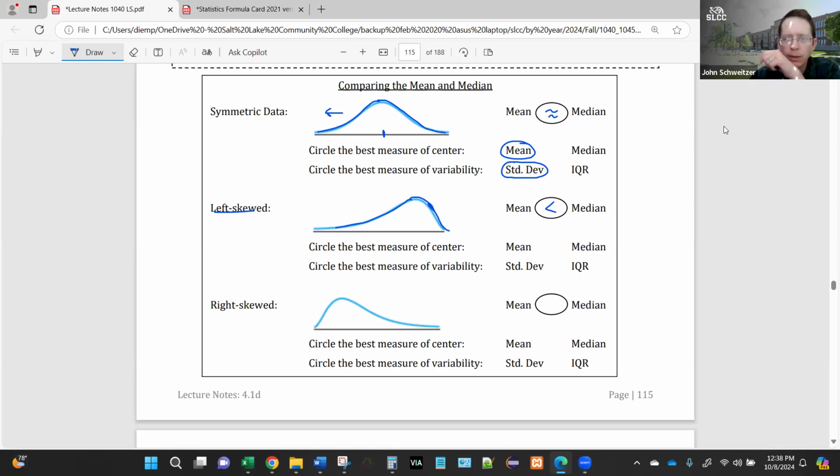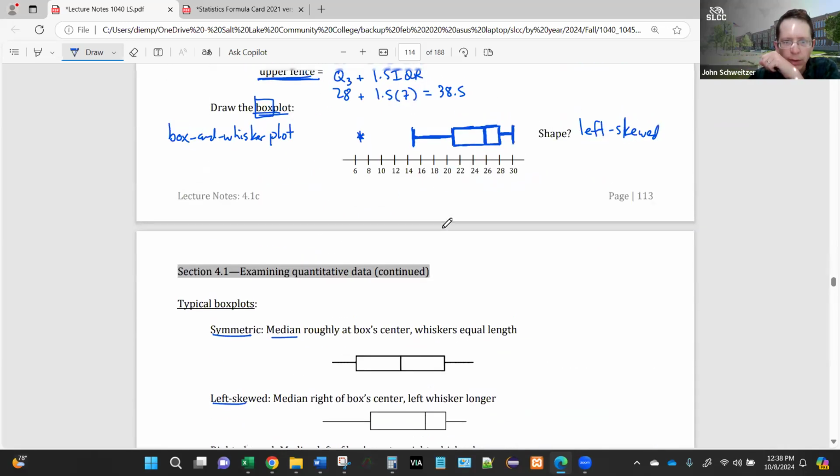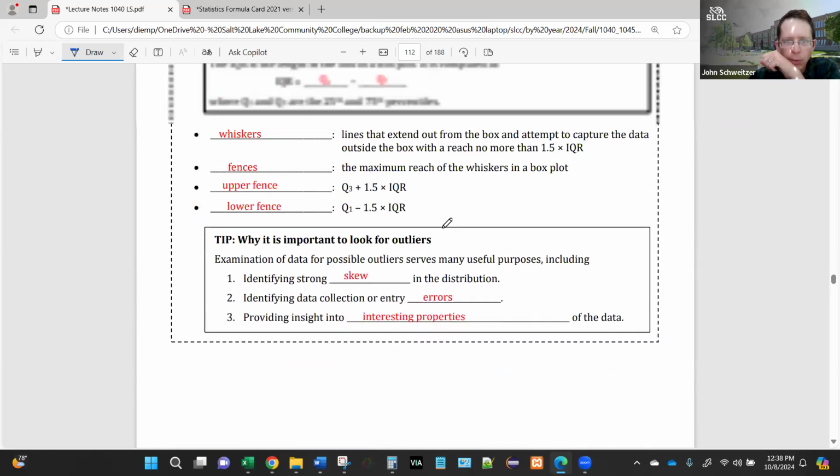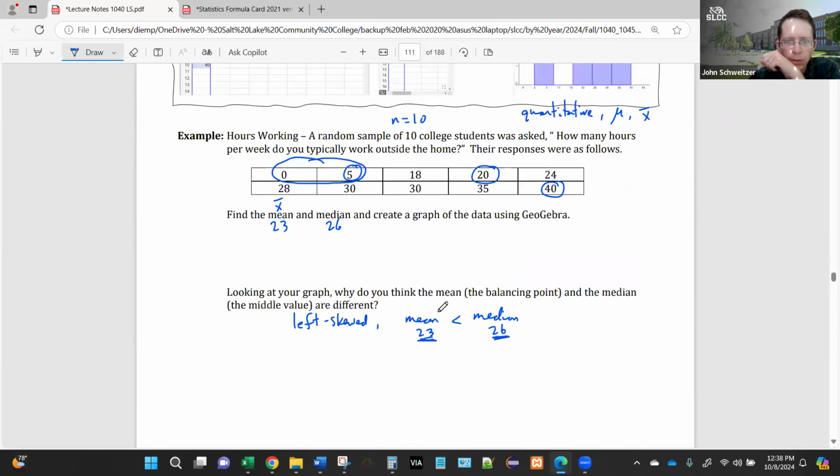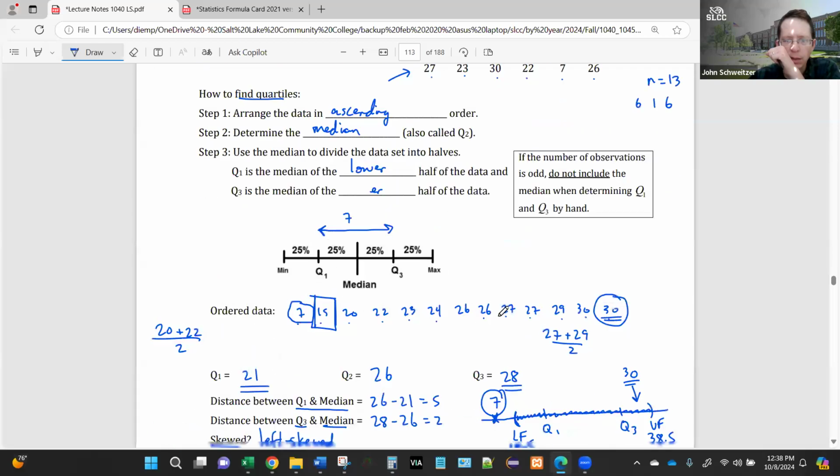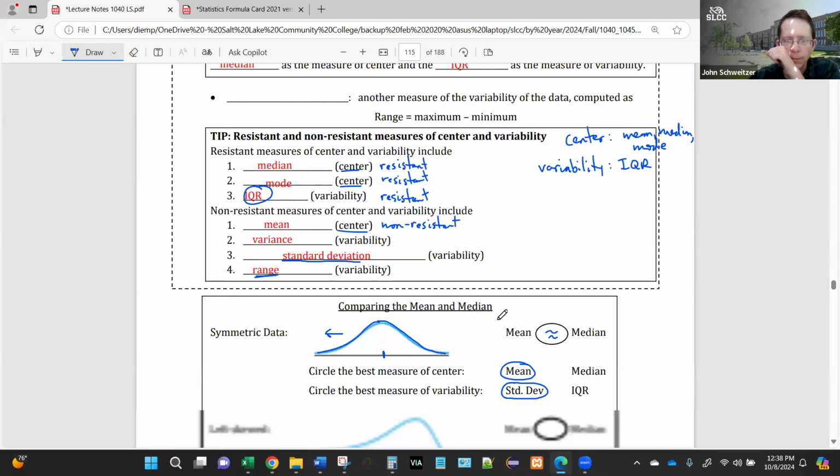Okay, and I hate to scroll around. I know it's not a lot of fun to watch scrolling around on these things, but isn't that what we saw up here? Remember this example? We saw left skew, and we saw that the mean was less than the median. So we've already seen this. We're just kind of formalizing it and summarizing it in this table here.